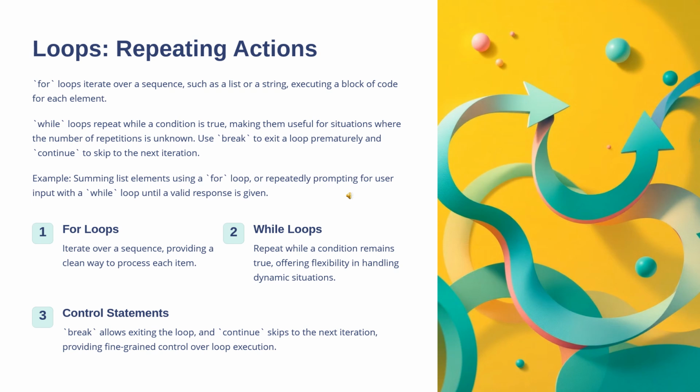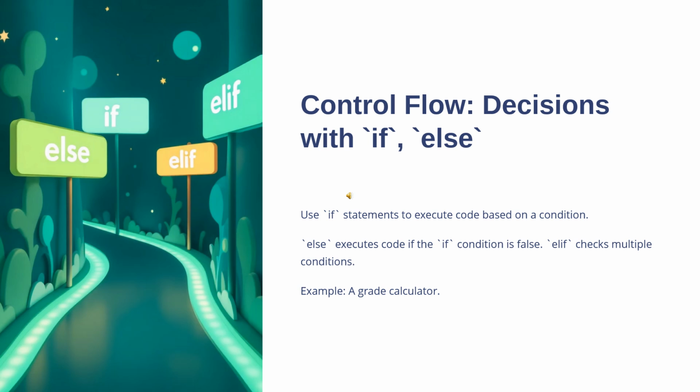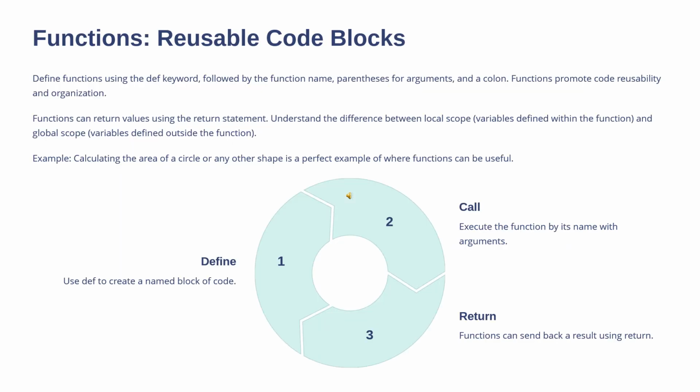See below. Control flow, decisions with if and else. Use if statements to execute code based on a condition. Else executes code if the if condition is false. Elif checks multiple conditions. Example: a grade calculator.